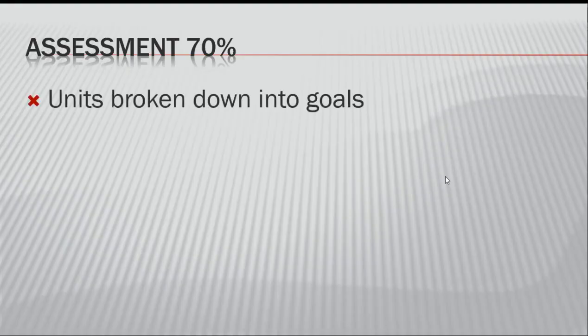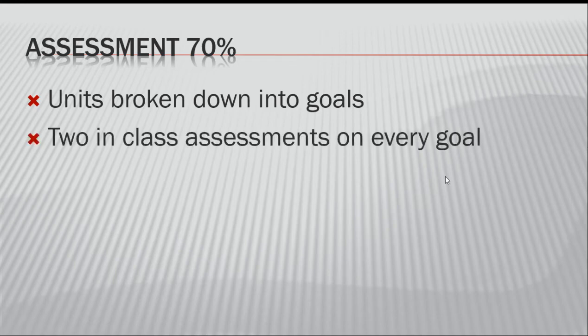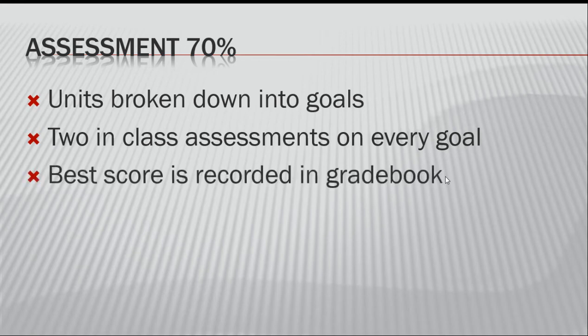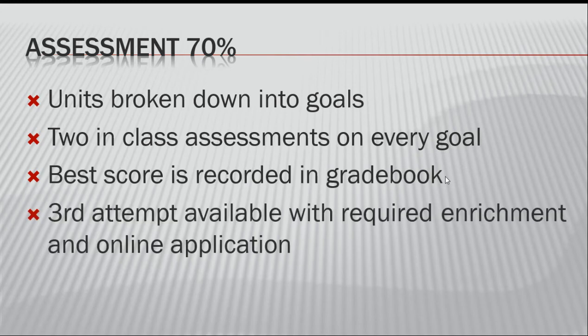So assessment. The units are broken down into goals. You'll have two assessment opportunities for each goal, and the better of those scores goes in the grade book. So let's say you get a 3 out of 5 on your first attempt on one goal, and then your second attempt is a 4 out of 5. I will only record the 4 out of 5 in the grade book.